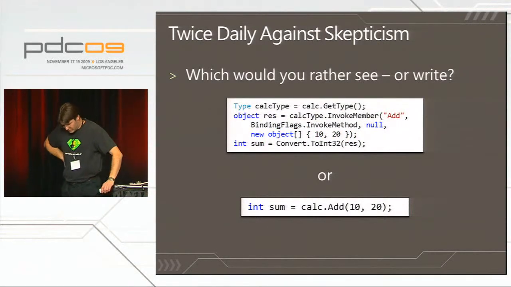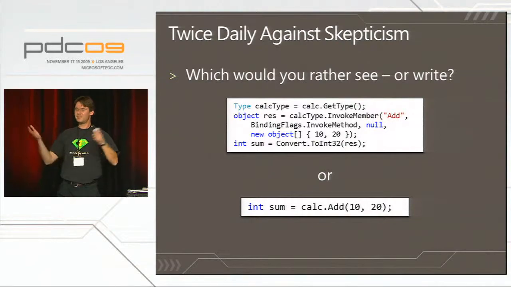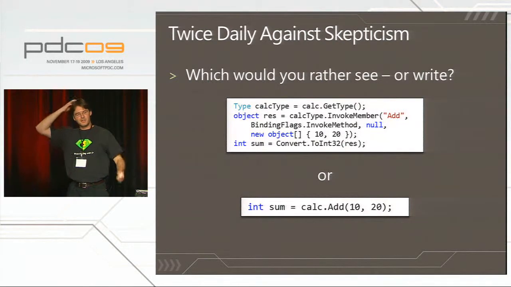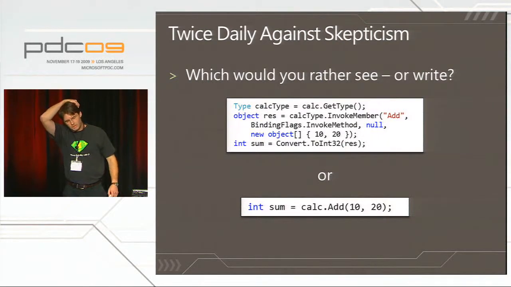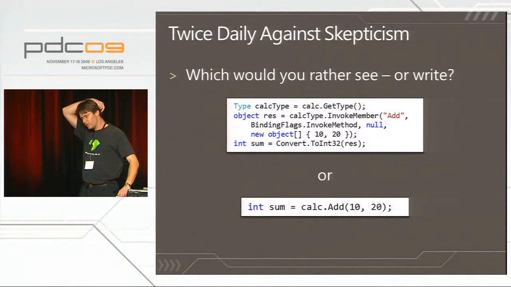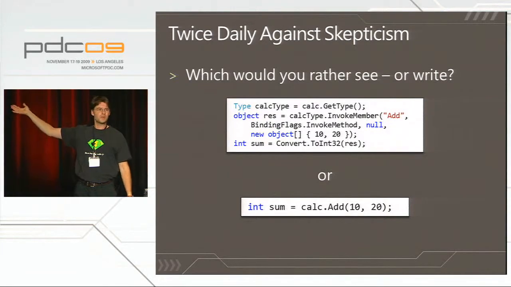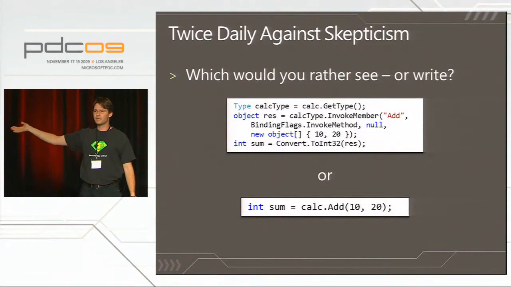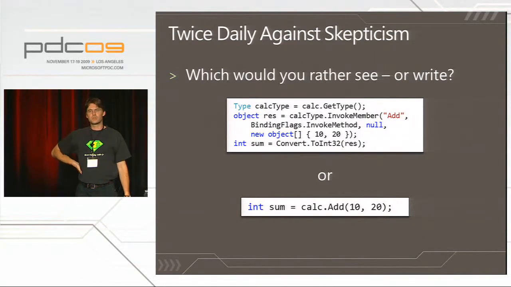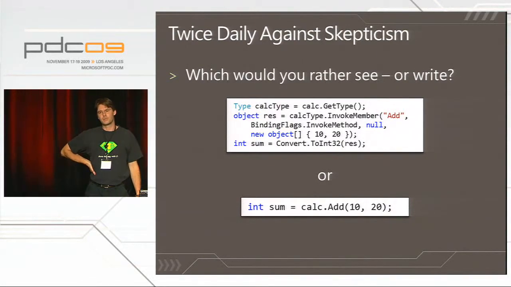So that's it. That's why we designed dynamic the way it is. The thing I wanted to leave you with is, if you have any skepticism about dynamic, just remember this. What would you rather have in your code? What would you rather write in your code? Would you rather write the thing on top, or would you rather write the thing on the bottom? Because that's what dynamic is really for. That's a core feature of dynamic. That's the core scenario for it.